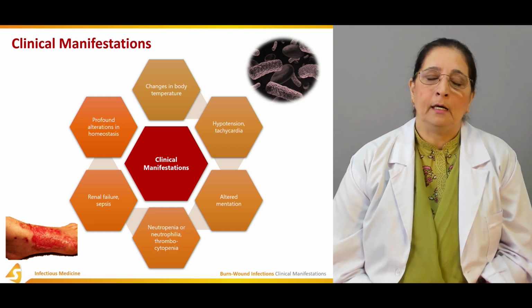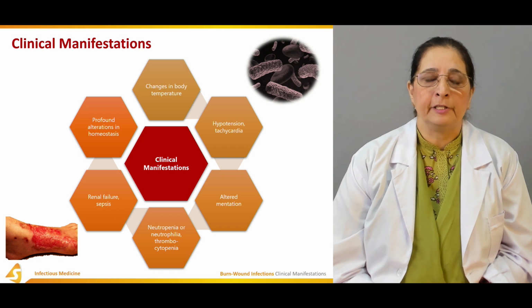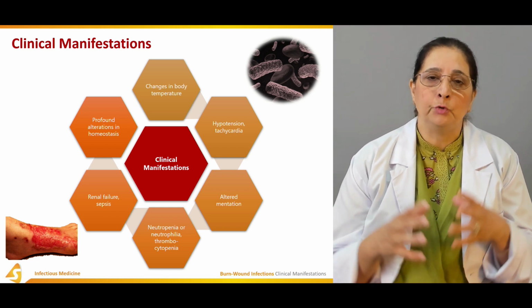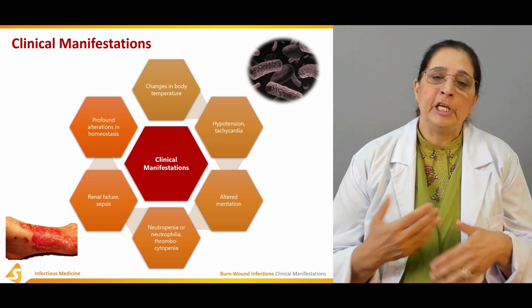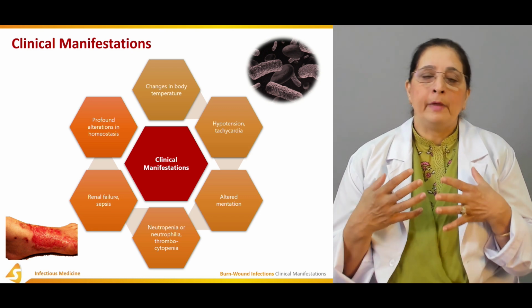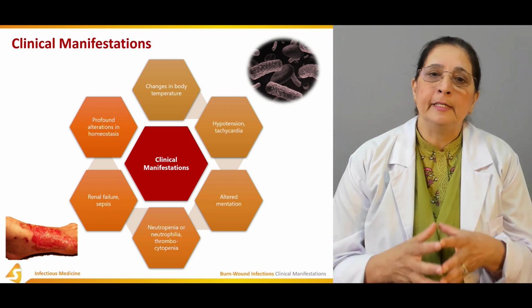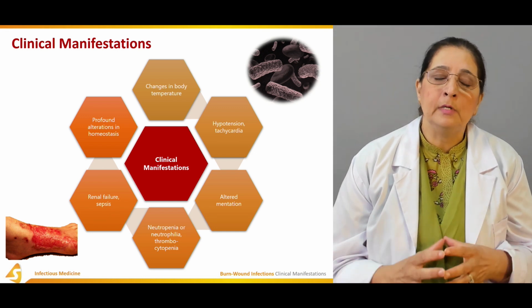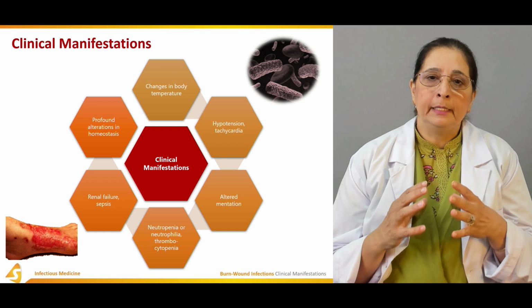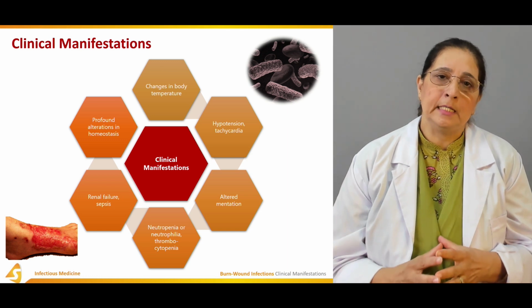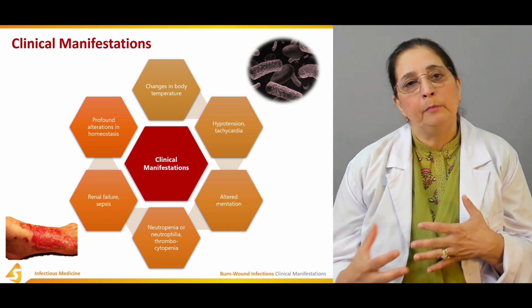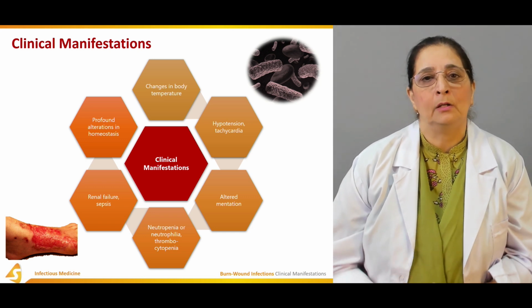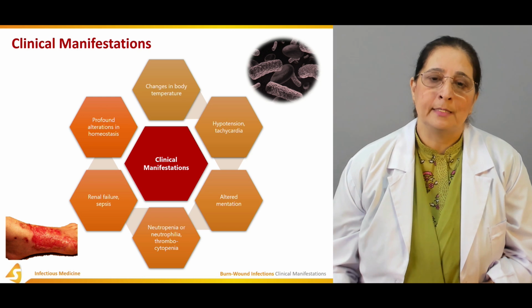So all these are the clinical manifestations. Homeostasis is to keep the body in balance. So when all these changes are occurring, or when there is septicemia or cellulitis developing, the homeostasis is affected. The ability of the body to keep the body in balance is also altered.